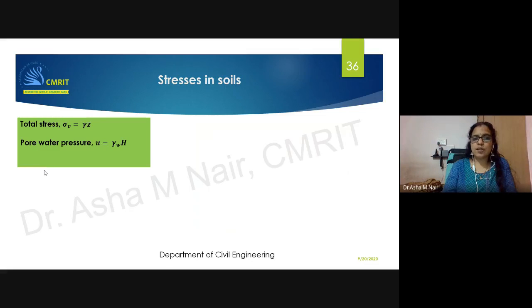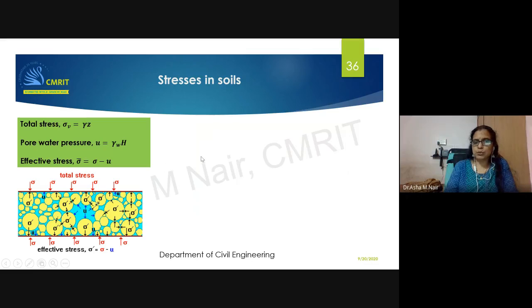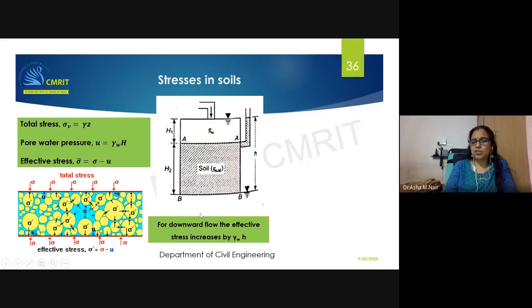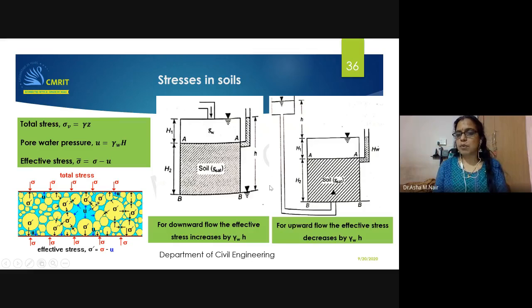Stresses in soils: sigma V is equal to gamma into Z. Pore water pressure is equal to gamma W into H. Effective stress sigma dash is equal to sigma minus U. Also, for a downward flow, the effective vertical stress increases by gamma W into H. For upward flow, it decreases by an amount equal to gamma W into H.